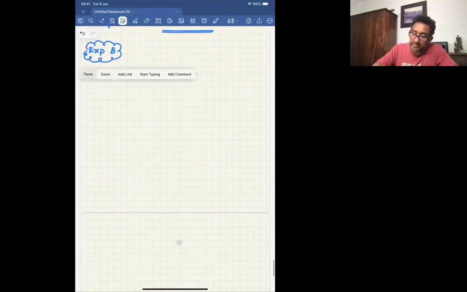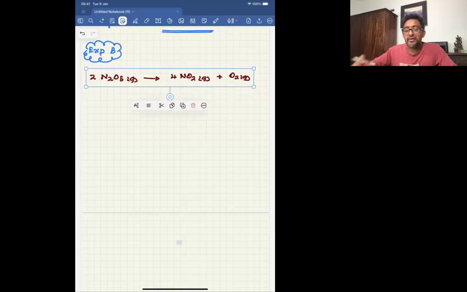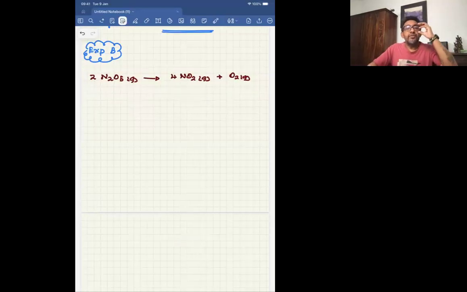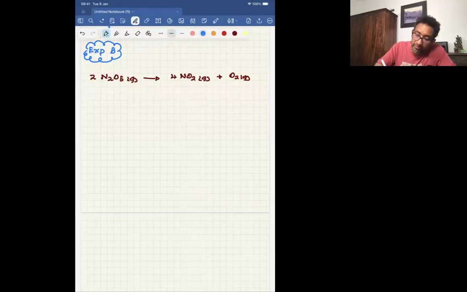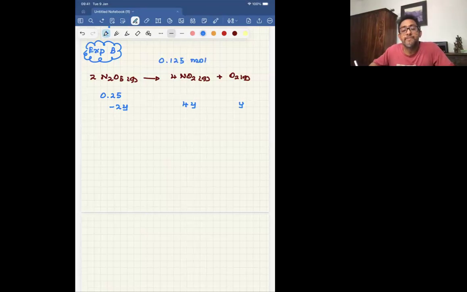Maybe we'll paste it here and get it done. So what's happening there? You have 0.25 moles. Let us say 2y has reacted. This is 4y. This is y. Number of inert gas is also 0.125. PV is equal to nRT.